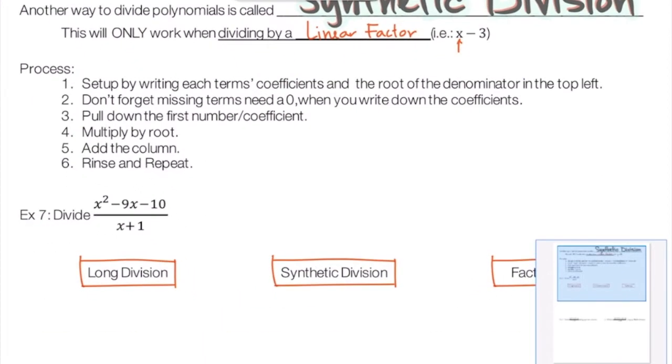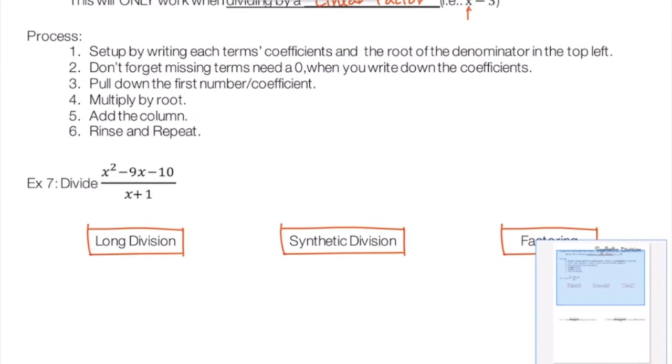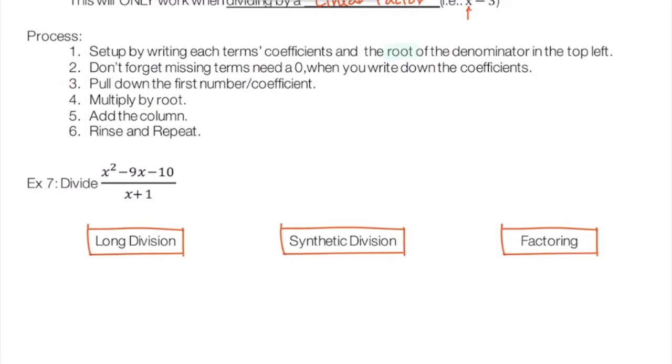Here's your process. We're going to write the terms, coefficients, and the root of the denominator. I would highlight that. You're going to write the root of the denominator in the top left, not the actual denominator. You do need to fill in the missing terms with zeros if there are some, and then we'll pull down the first number or coefficient, multiply by the root, add the column, and then continue to repeat. That probably didn't make a whole lot of sense, but we will practice it in just a second.